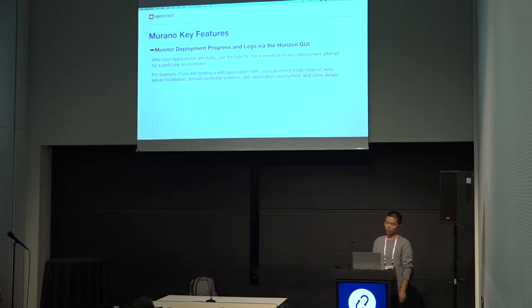Murano can also monitor deployment progress and logs via the Horizon UI. After your application is ready, use the logs to check environment events from any deployment attempt for a particular environment. For example, if you host a web application farm, you can check node creation, web service installation, domain cluster creation, web application deployment, and other details in the Horizon UI.